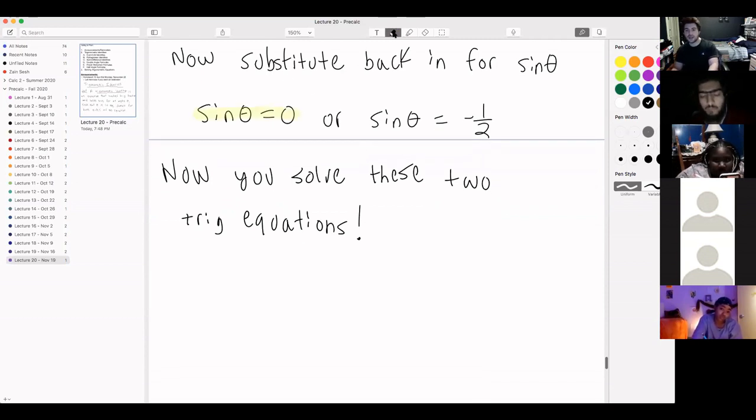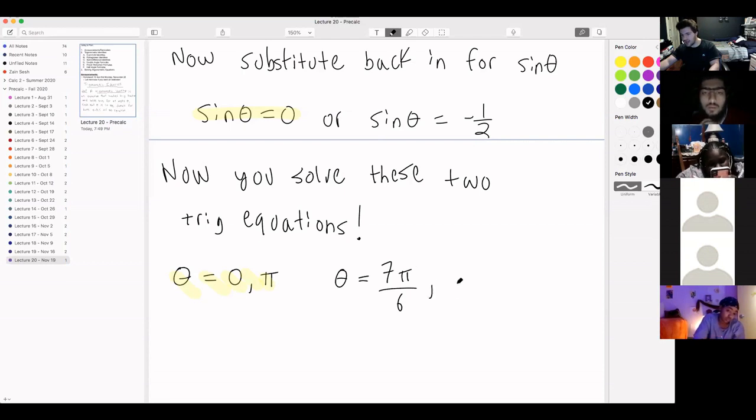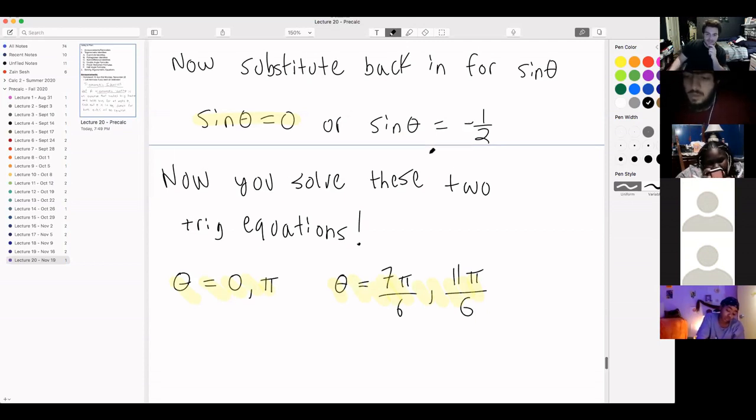Okay, so solve the first one. Let's just look at this guy. When does sine of theta equal 0? Essentially, we're asking ourselves at which angles on the unit circle is the y value 0? And that will be at 0 and pi. So the first one is theta equals 0 and pi. Second one, you will get theta is equal to 7 pi over 6 and 11 pi over 6. And that's it. Those are the solutions.